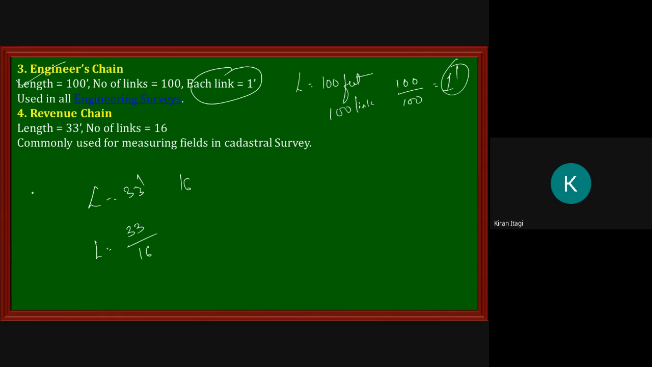Okay. So just remember the different types of chains and also their lengths and links. What you do? Just remember the length, and just remember the number of links. Automatically, you will get the length of each link.